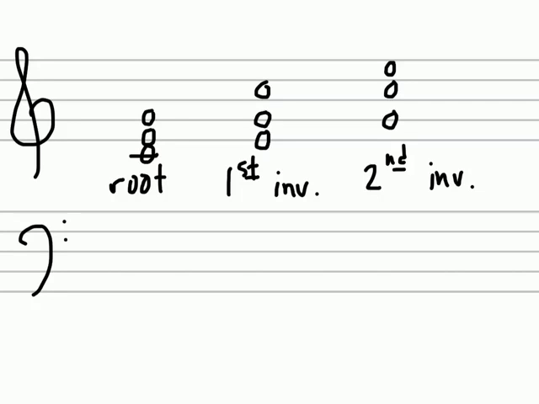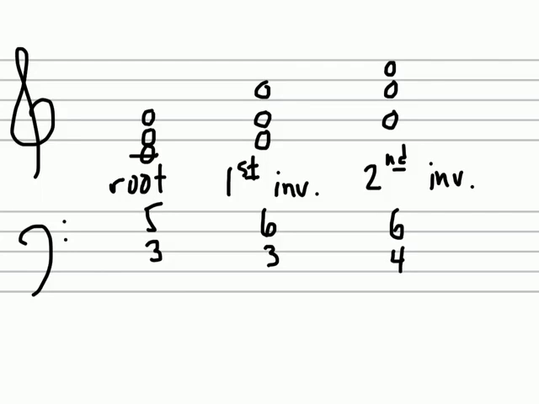So here we go. From C up to G in the root position is a fifth. From C up to E in the root position is a third. From E up to C in a first inversion is a sixth. From E up to G in a first inversion is a third. And from G up to E in a second inversion is a sixth. From G up to C in a second inversion is a fourth.